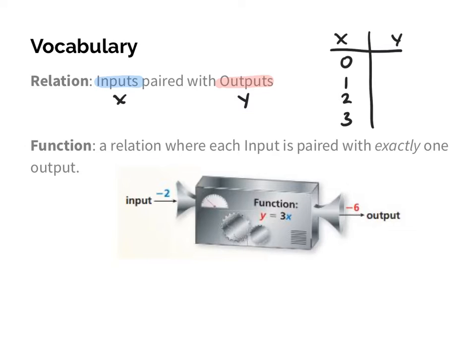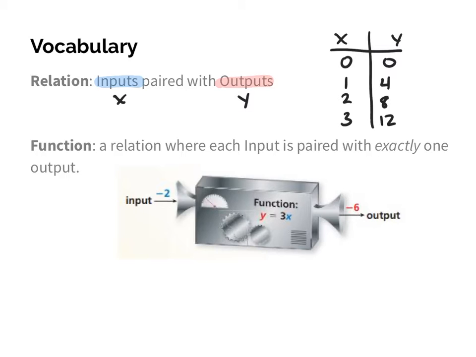So the thing about how a relation relates to a function is that, say I were to plug in $0, so my input is 0, what would I get as my output? Well, my output would be 0. If I don't plug in any money, I'm not going to get any quarters. If I were to plug in $1, my output instead would be 4 quarters. $2 would be 8, $3 would be 12. So that would be considered a relation because we're looking at inputs paired with outputs.